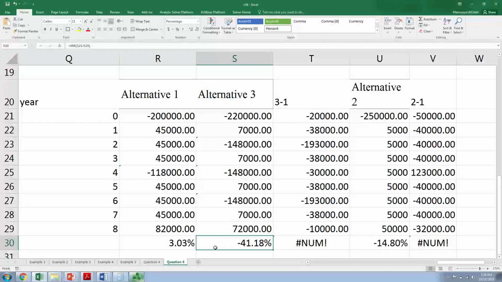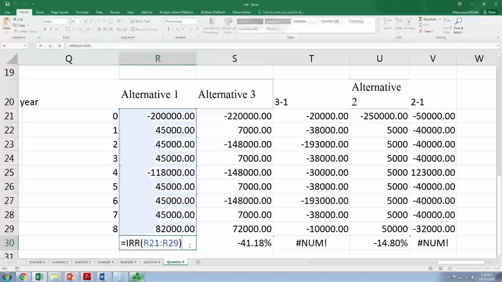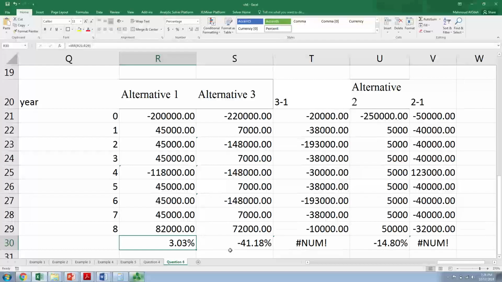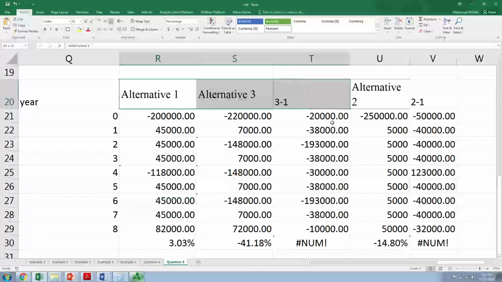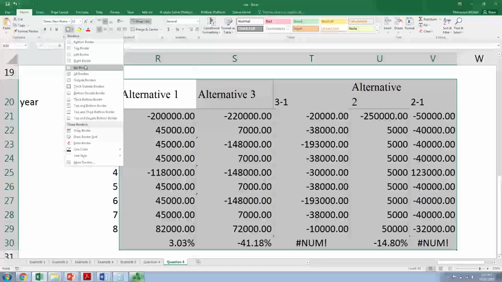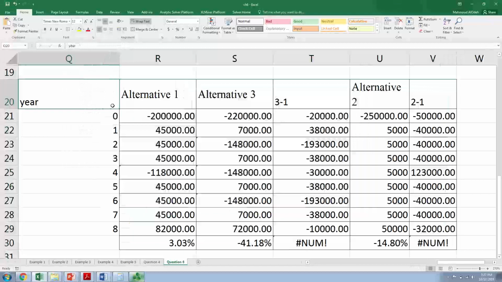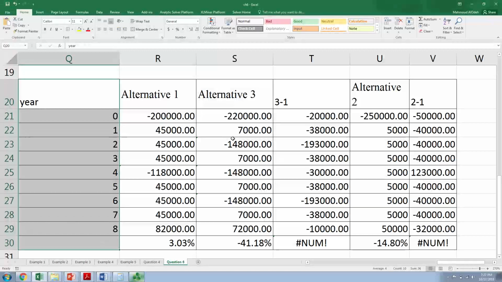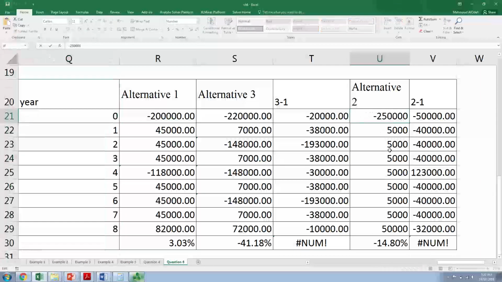In this case, you see that alternative 1 has 3% versus minus 41%, so you immediately eliminate alternative 3. Now the next step is to compare this with the last alternative, which is alternative 2. You build the cash flow for 2 as I did here, and then you subtract 2 from 1, the higher cost minus the lower initial cost.